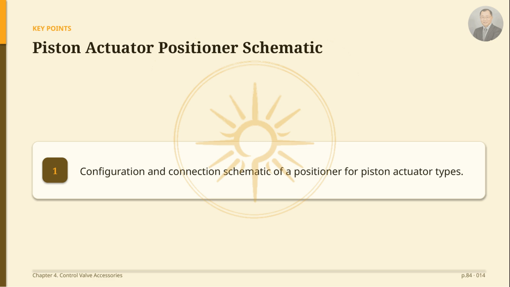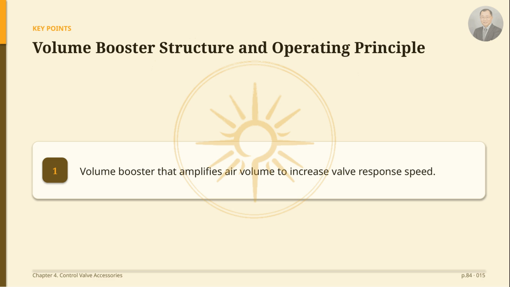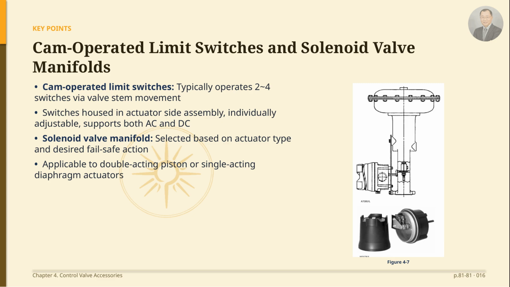This is the configuration and connection schematic for a piston actuator type positioner. This is a volume booster that amplifies the air volume to increase the response speed of the valve. Cam-operated limit switches typically operate 2 to 4 individual switches based on the movement of the valve stem. These switches are housed in an assembly mounted on the side of the actuator, can be adjusted individually, and are available for both AC and DC systems.